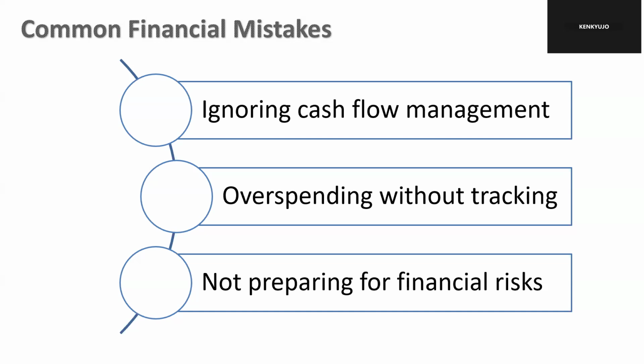Not preparing for financial risk. Sometimes financial risk can occur in the organization. So the organization should have a proper financial risk mitigation plan. Well in advance they have to prepare: if there is a financial loss, how will the organization survive that condition? So that is definitely something the organization has to consider. If the organization is not prepared, that means it is a big financial mistake.